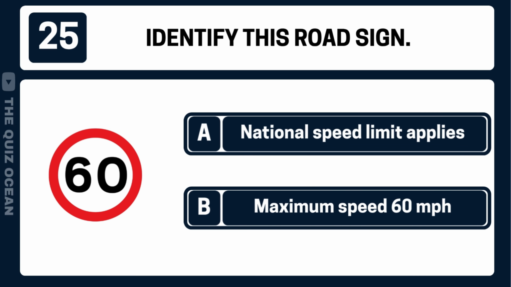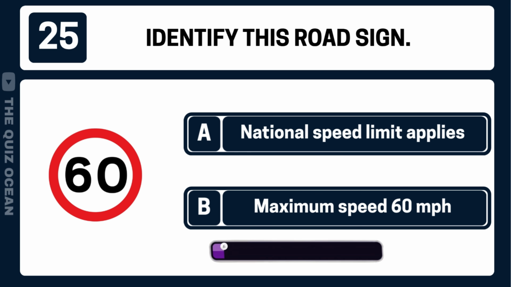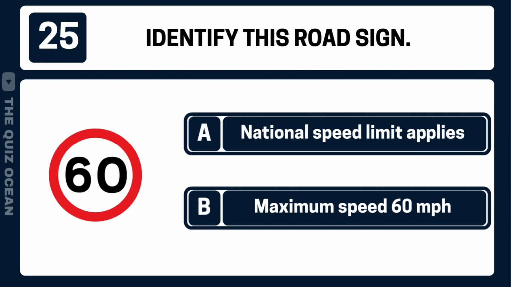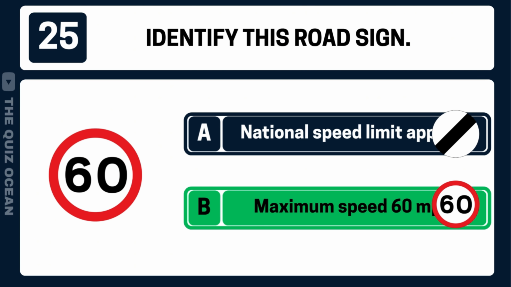Identify this road sign. A. National speed limit applies. B. Maximum speed 60 miles per hour. The answer is B. Maximum speed 60 miles per hour.